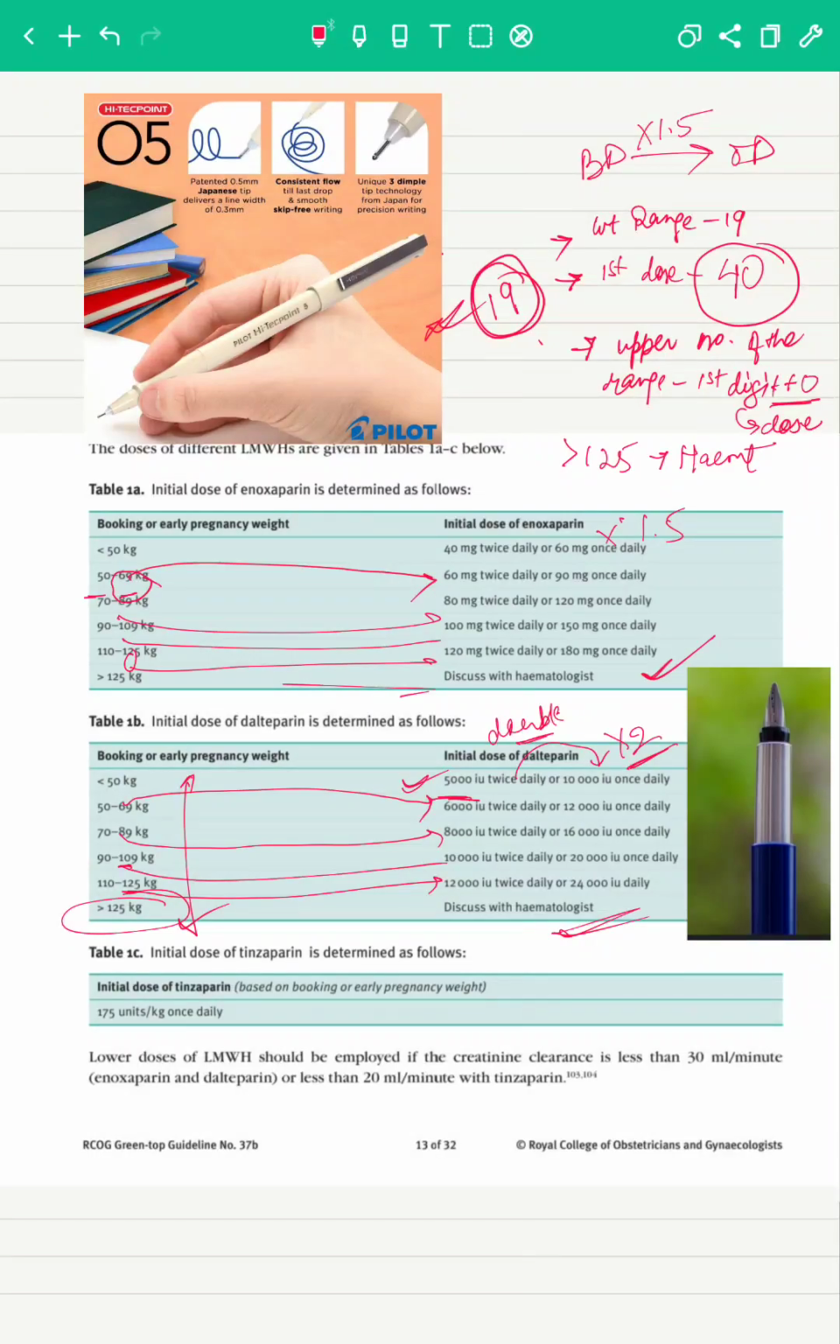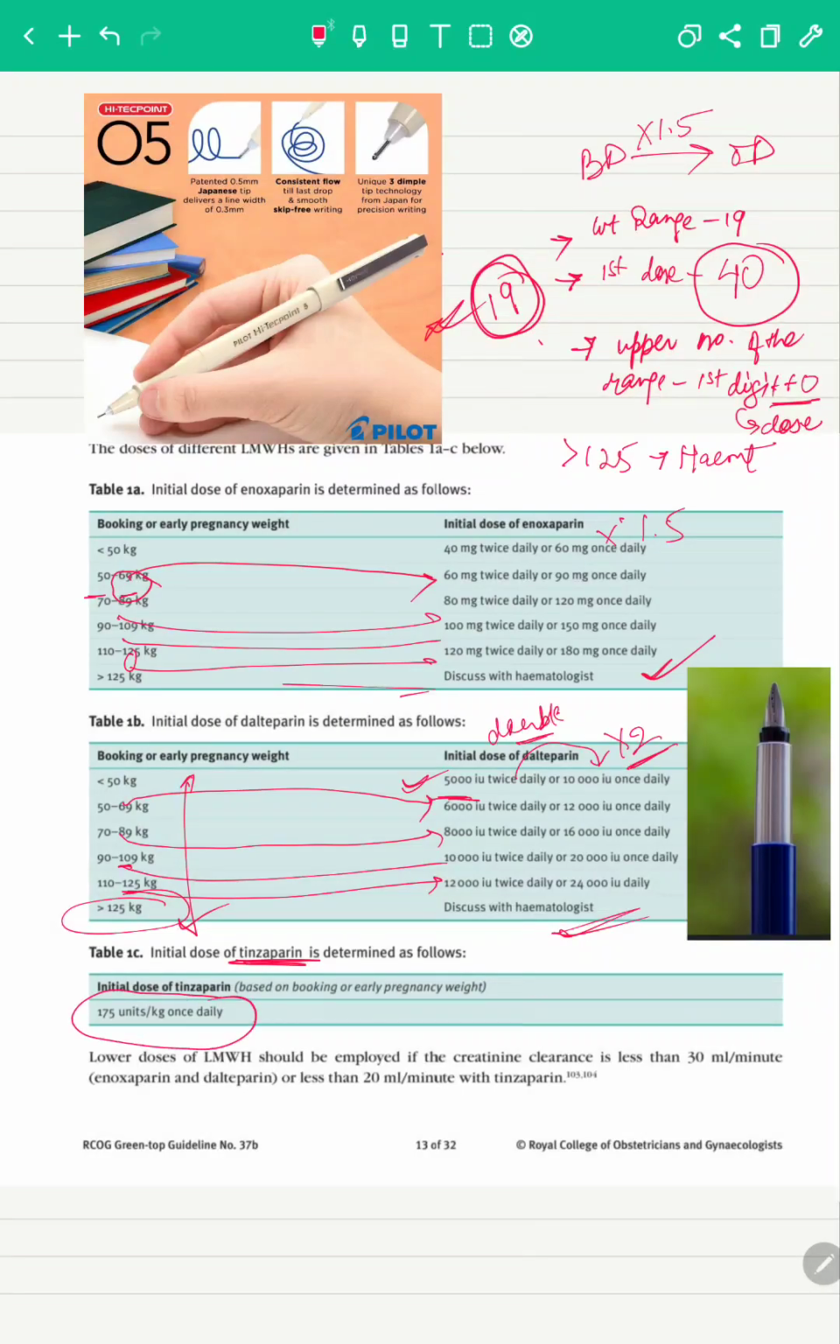Now we have tinzaparin, dosing of tinzaparin. These are all initial doses. After this I will discuss how we will alter doses according to the INR of the patient. So initial doses, when the patient has been diagnosed with thrombosis, this is how we will start the dose. Now initial doses of tinzaparin, it is very, very easy to remember.